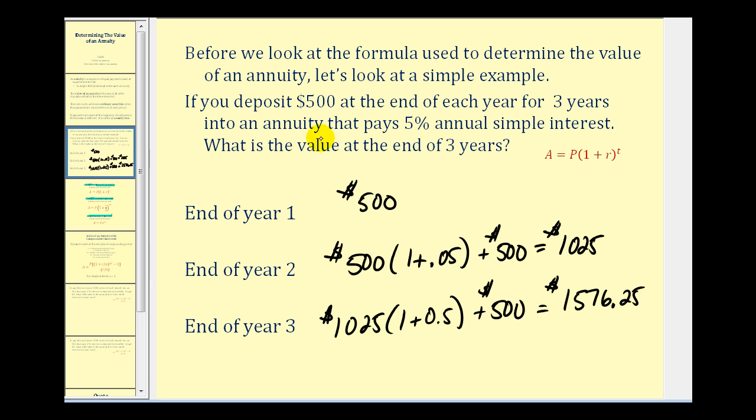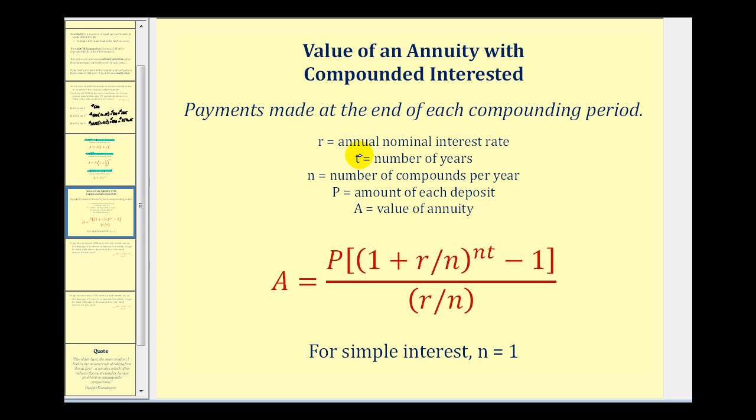So from this example, you can see the pattern that is developing. However, if we were compounding interest monthly with monthly deposits, you can see this method would be very time-consuming. So there is a formula that we can use to determine the value of an annuity based upon the number of compounds per year and the number of deposits per year. And here it is. So R would be the annual nominal interest rate, T would be the number of years, N is the number of compounds per year, P is the amount of each deposit, and A would be the value of the annuity. And if we were dealing with simple interest, N would be equal to 1.